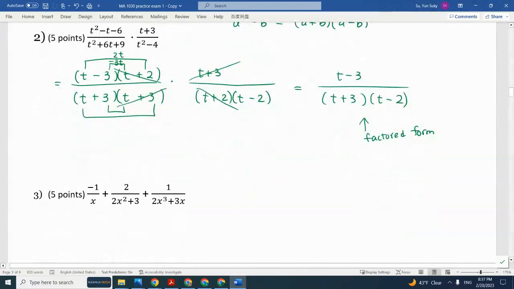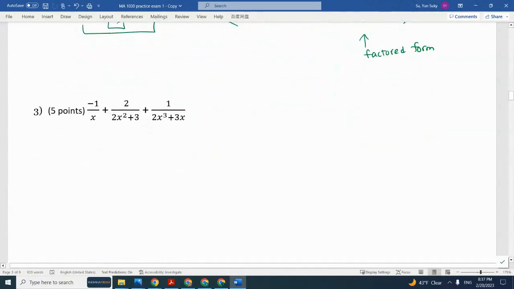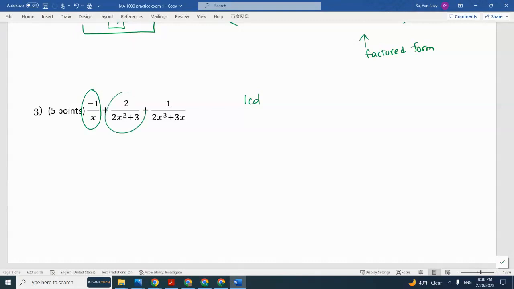All right, and then number 3. Number 3, we have fractions. So simplify means combine them into a single fraction. First of all, we want to figure out the least common denominator. Okay, can you factor? The first fraction, x is x, we cannot factor further. 2x squared plus 3, we cannot factor further. Remember I asked you, if you have a sum of squares, it cannot be factored.